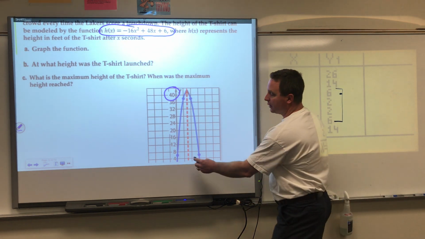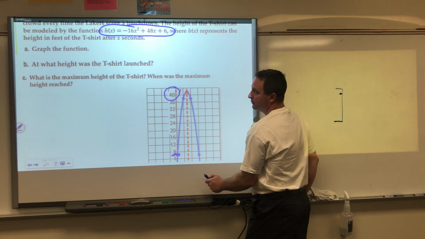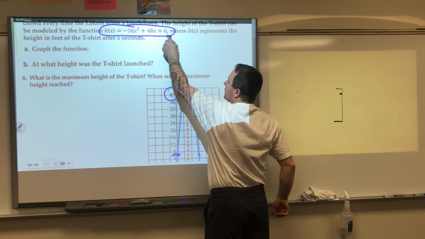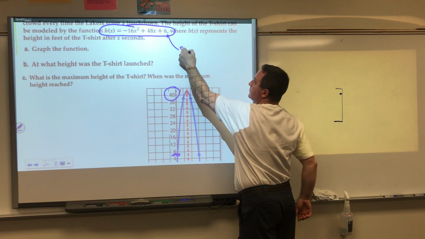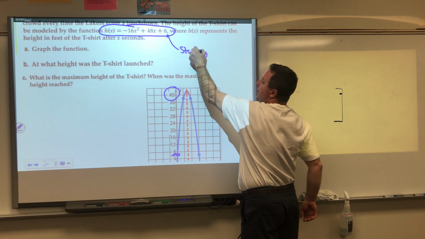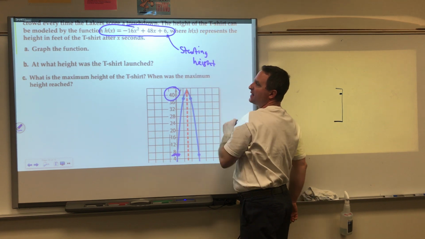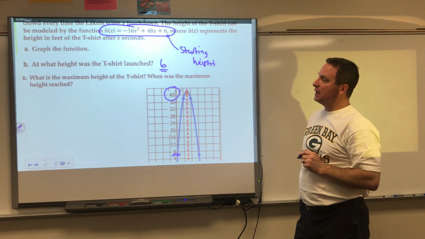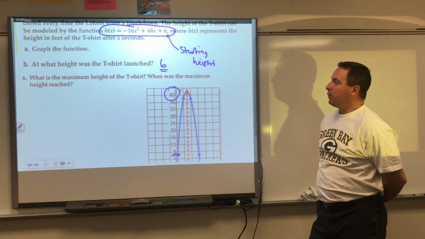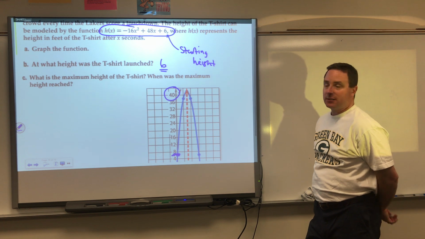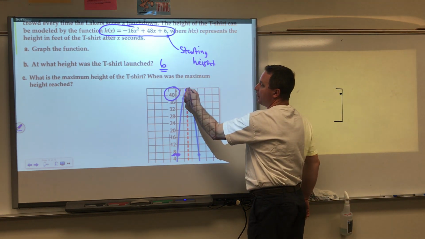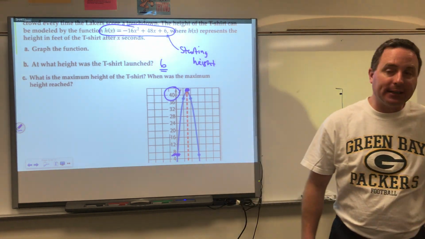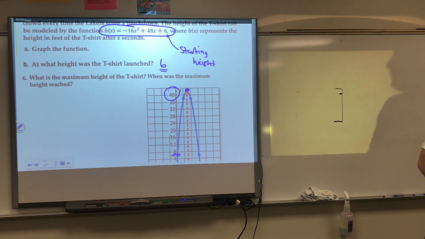And there's a couple places you can look. Right down here is its starting height. But if you remember from the equation, the starting height was the very last number. In this particular case, the starting height is 6 feet. Letter C, what is the maximum height of the t-shirt? Well, that's going to occur way up here at the vertex. Now, to find that vertex, I think we need to graph this. Well, we should have graphed it in my calculator in the first place.